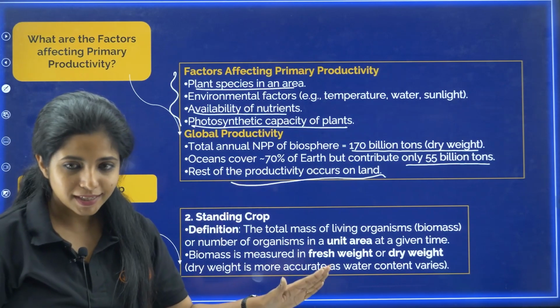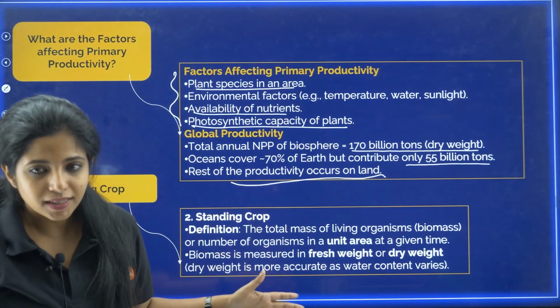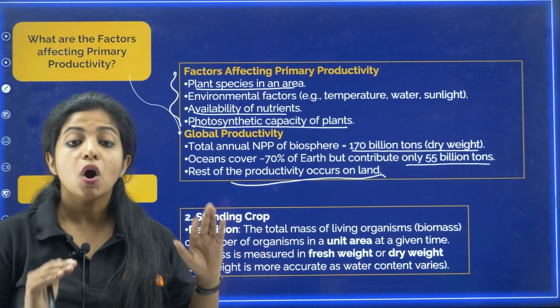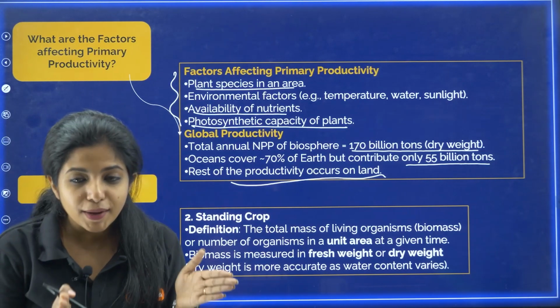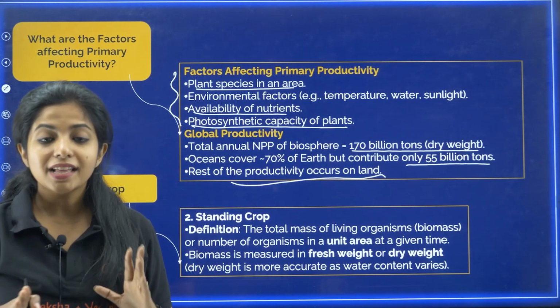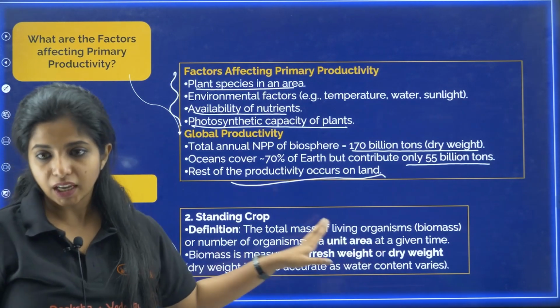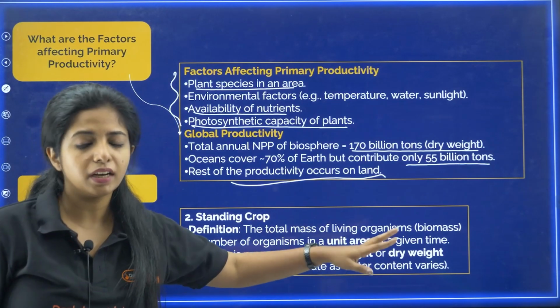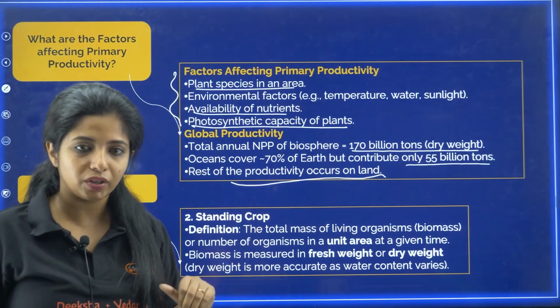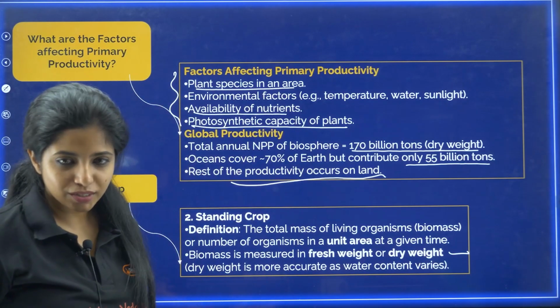The total mass of living organisms, or the number of organisms in a unit area within a given time, that is known as standing crop. Okay, and it is measured preferably in dry weight. It can be measured in fresh weight as well, but you take it in dry weight because the water content would vary in different organisms. To know the exact thing, we take the dry weight. Got it? I hope this is also clear.